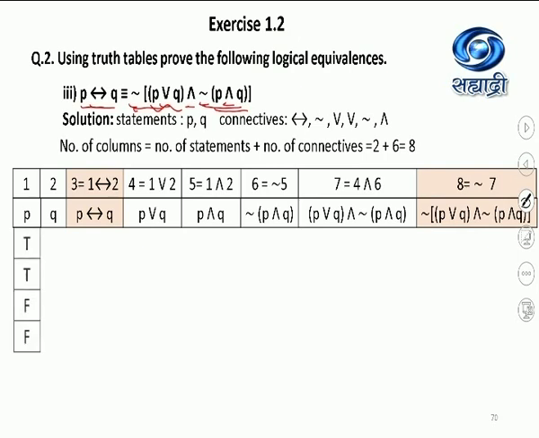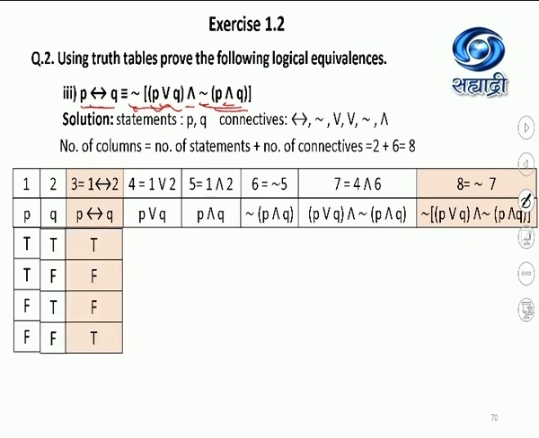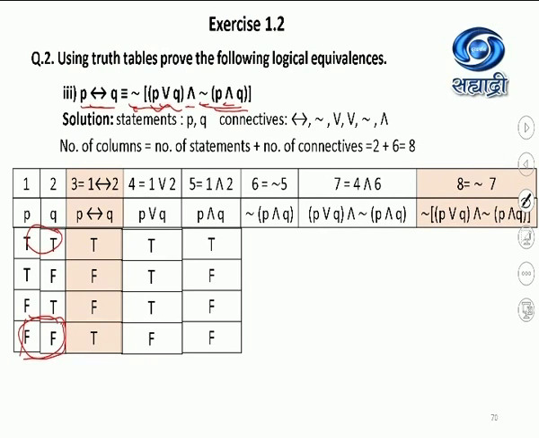Two statements are there, so 4 truth values per statement. For P, T, T, F, F. For Q, T, F, T, F. For P if and only if Q, we know that only when both are T or both are F, we get P if and only if Q as T. P or Q means what? Only F or F is F. Rest all will be T. P and Q means what? Only T and T is T. Rest all will be F.